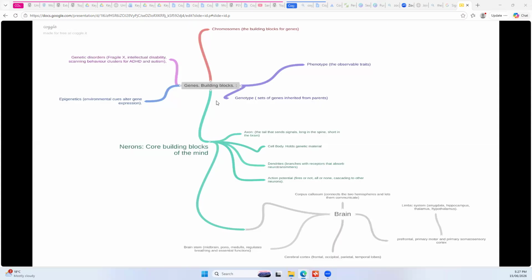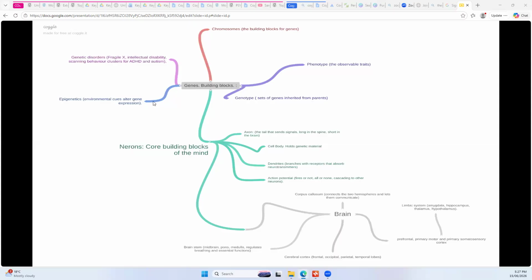I started with genes, the smallest scale. I mapped the chromosomes as the structure that carries the genes, and then split the distinction that you always have to keep straight: genotype versus phenotype. Genotype is the set of genes that you inherit from your parents, and phenotype is the observable traits that actually show up, splitting off from the genetics there.